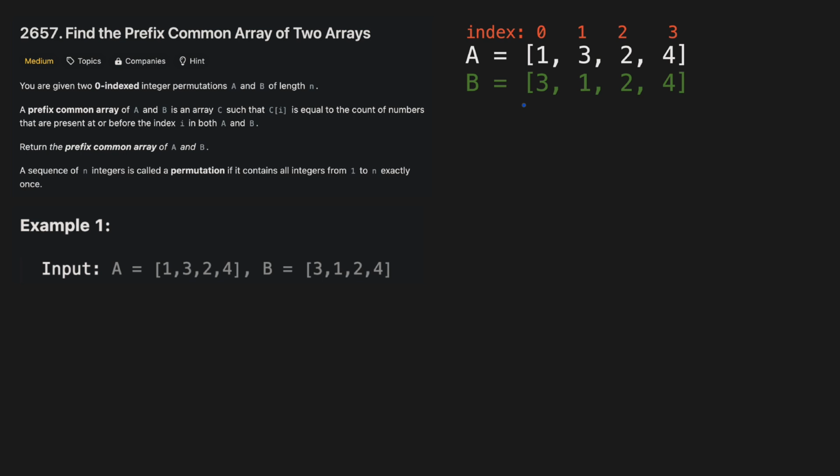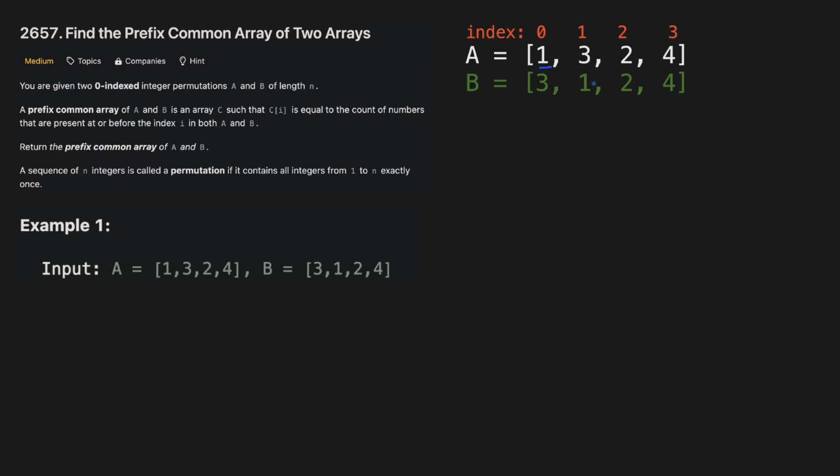Both A and B are permutations, meaning all integers from 1 to n are present exactly once. So that means there are no duplicates. And as we scan from 0 to i, when we count an element in one array, say element 1 in array A, then its count becomes 1, but it is not counted yet in array B.